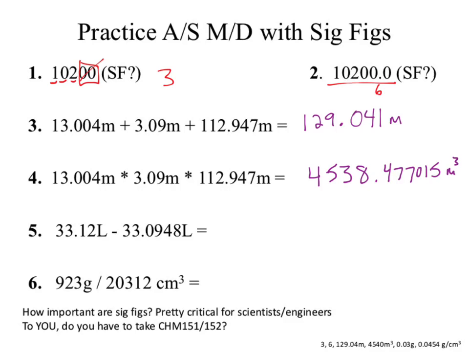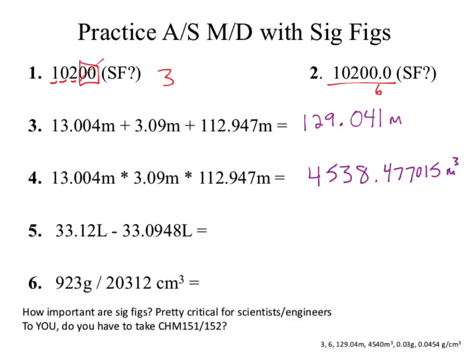For question 3, if you enter it into your calculator, I believe you get the number 129.041 meters, which is awesome. You have proven that you can punch into a calculator. You've also proven that you don't understand sig figs and get the question wrong. What is your answer?